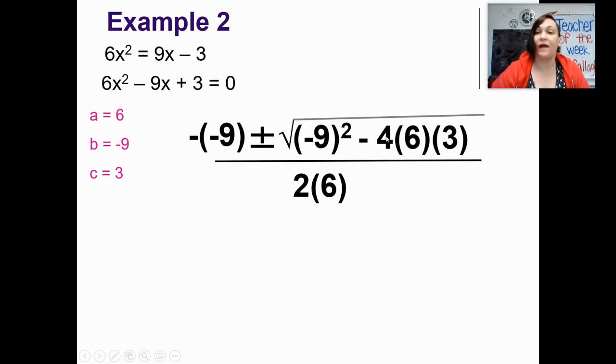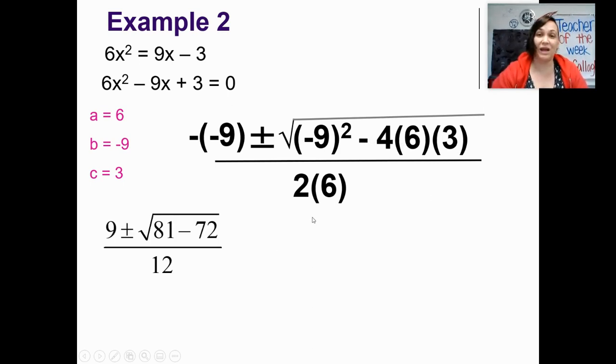Next, I'm going to multiply 4 times 6 times 3. Now, in this problem, there was not a second negative symbol, so this minus sign in the middle is going to stay a minus sign. So on my next step, it's going to be 81 minus whatever 4 times 6 times 3 is. And then I'm also going to do 2 times 6, which is 12. So just to recap really quickly, the double negative made this 9 positive. When I square a negative number, I get a positive. And this needs to stay a minus sign. All right, next I'm going to do 81 minus 72, which is 9.